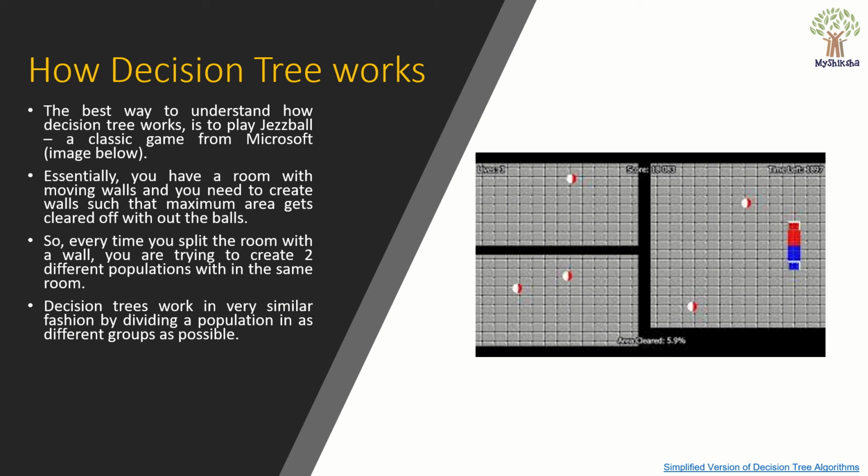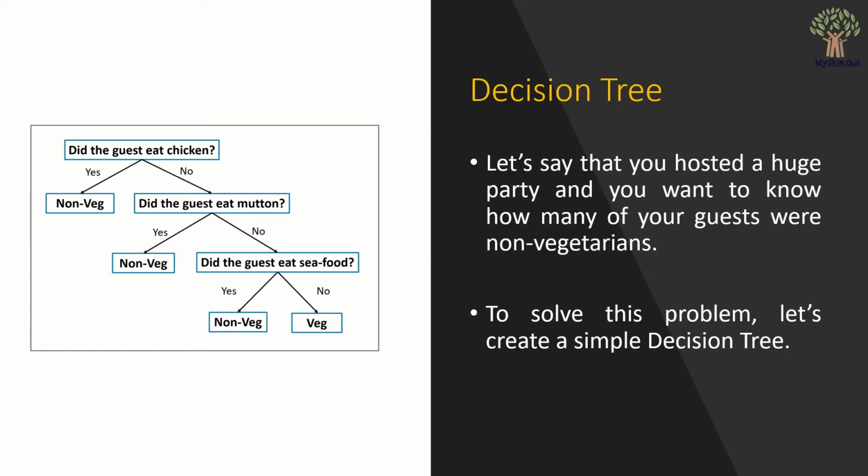Every time you split the room with a wall, you are trying to create two different populations within the same room. A decision tree also works in the same way, very similar to the way you play this game. From the top, you are splitting them into smaller buckets. Every time you split into two populations and then split them further based on the data that is available with you. That's how Chase Ball works.